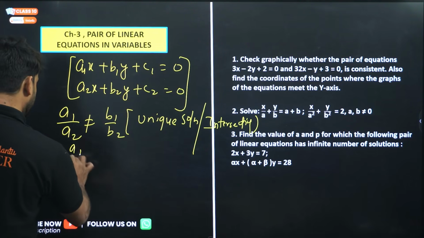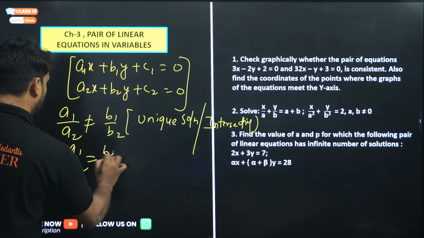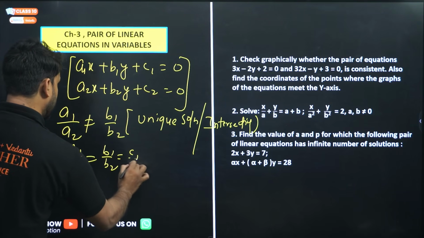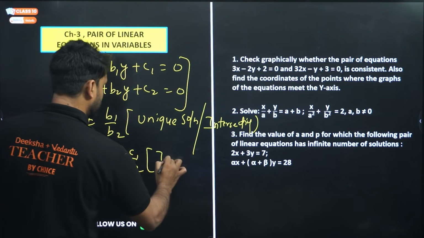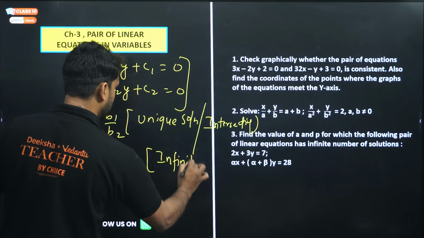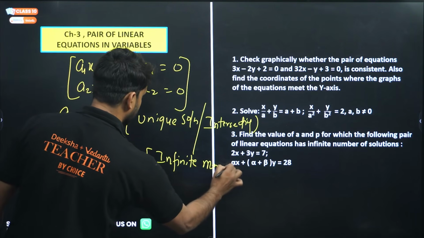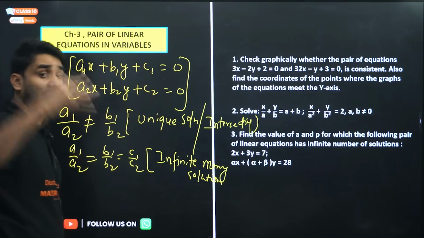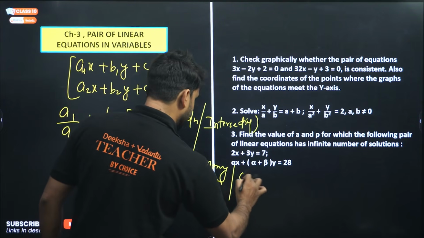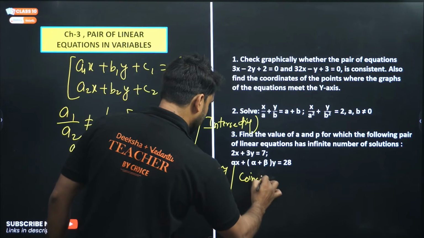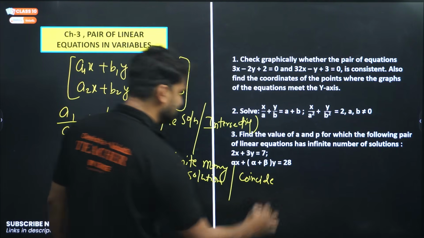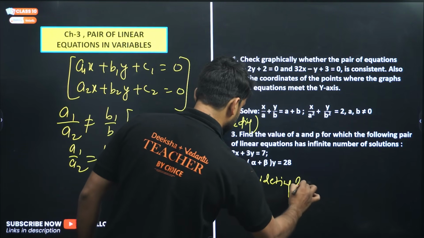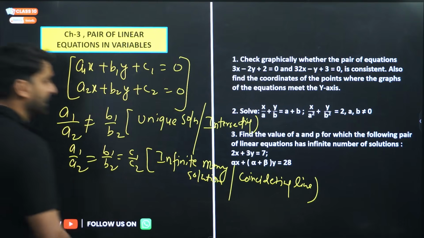If a1 by a2 is equal to b1 by b2 and again equal to c1 by c2, this situation comes when infinitely many solutions come up. Infinitely many solutions means the values of x and y will be infinite. On the graph, this will be coinciding lines. I hope you know this. On the graph, coinciding lines will be there.